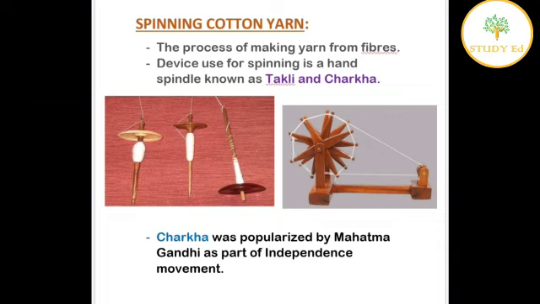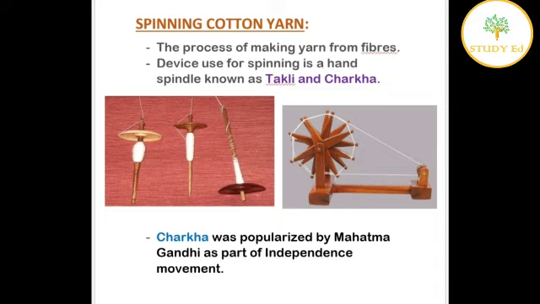Here we will see how to spin a cotton fiber into a yarn. The process of making yarn from fibers is known as spinning, and the devices used for spinning are the hand spindle, which is also known as takli, and charkha. You may have known charkha, right? Because the charkha was popularized by Mahatma Gandhi as a part of the independence movement. He encouraged people to wear clothes which were made from homespun yarn, and a large amount of spinning of yarn is done with the help of spinning machines. After spinning, yarns are used for making fabrics.